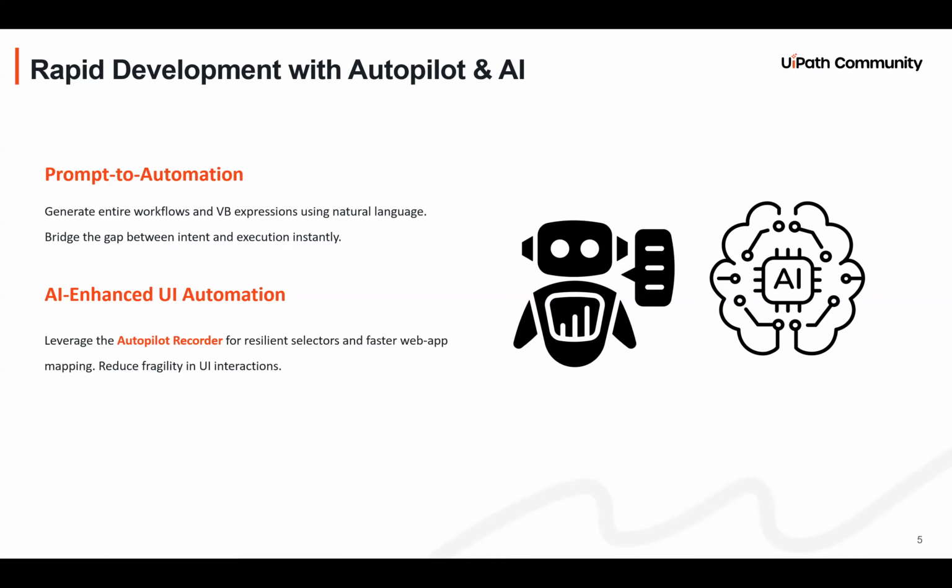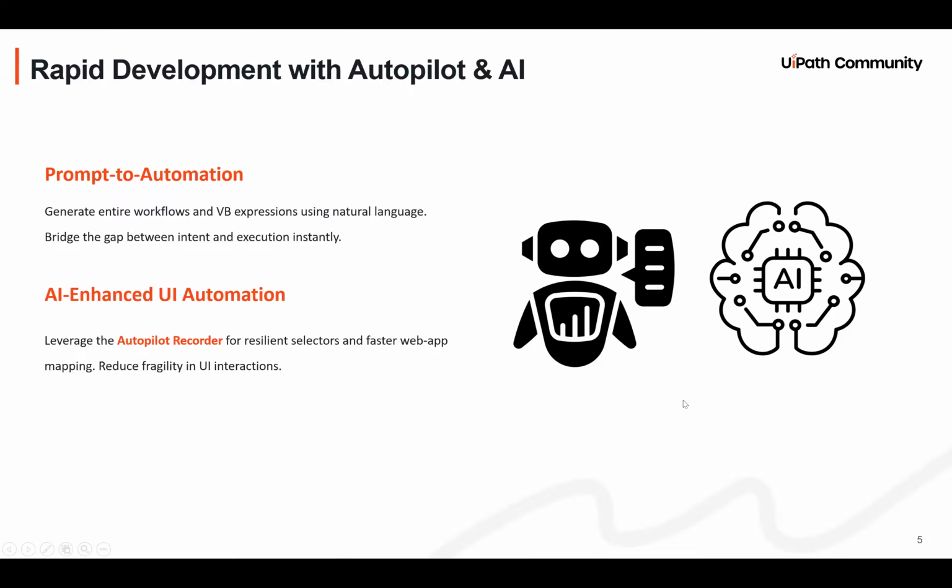The first screen we get asks what is the automation or the bot you are developing. On the basis of the prompt, the bot will be generated. So that is one advantage we get: prompt to automation. Directly we generate the workflows or VB expressions using the prompts, which bridges the gap between intent and execution instantly. We just give the prompt, and Studio Web will generate workflows, and we are ready to test or run it.